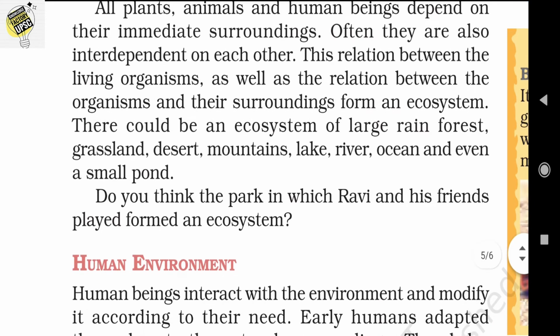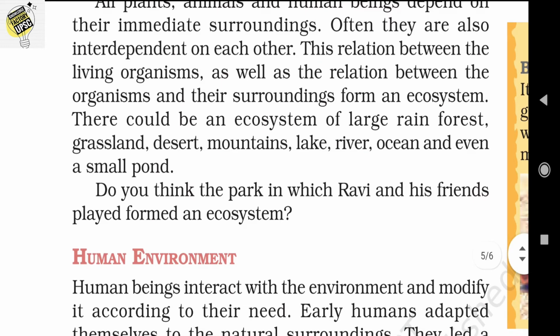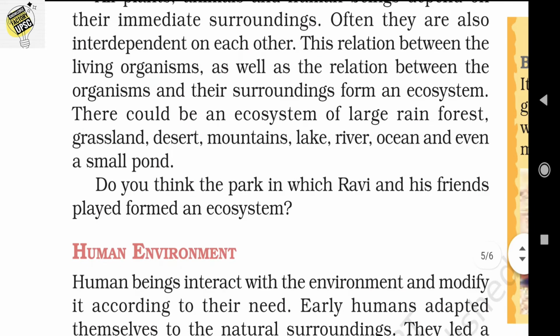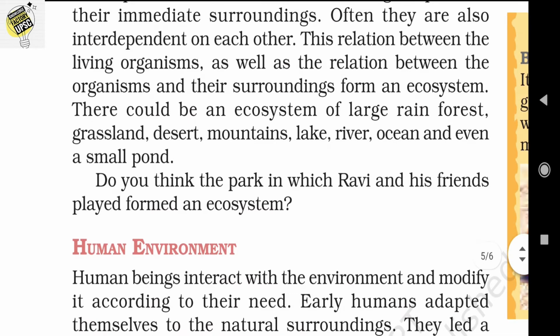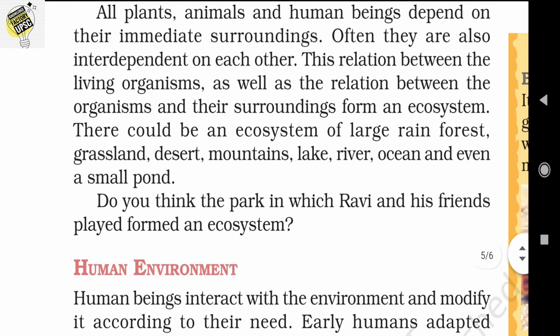And there could be an ecosystem of a large rainforest, grassland, desert, mountain, lake, river, ocean, and even a small pond. Okay, so every landform, whether rainforest, grassland, desert, mountain, lake, river, ocean, and even the small pond, comprises an ecosystem. Because when we consider a good rainforest like the Amazon, we know that there are snakes, animals, and birds, trees, etc. All these together form an ecosystem.